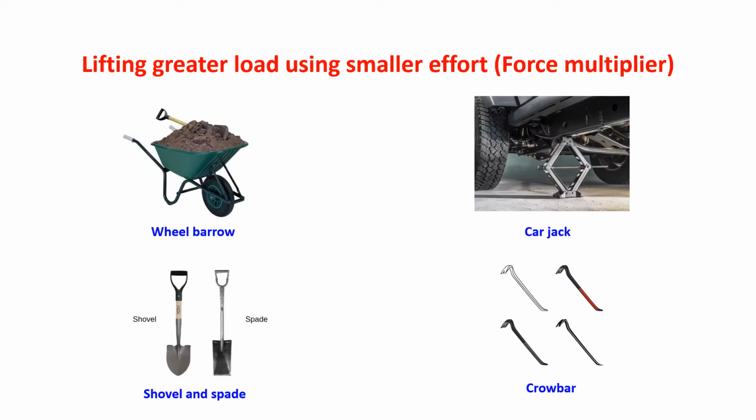These are some examples of force multiplier. That means the machine which is used for moving a greater load by using a smaller effort. Wheelbarrow, car jack, shovel and spade, and crowbar, all these are machines used as force multipliers. That means you are giving less effort and you are getting more work.